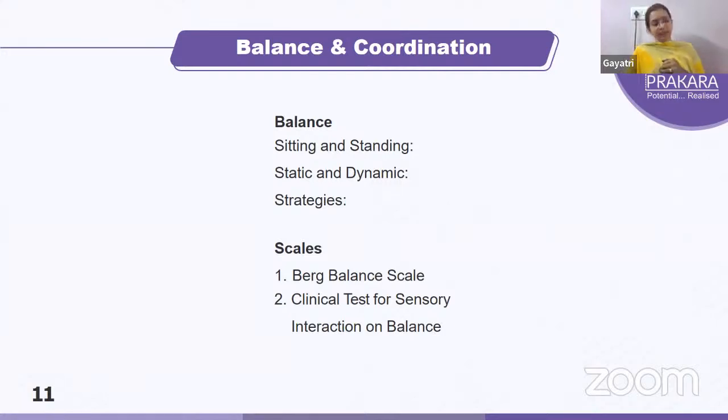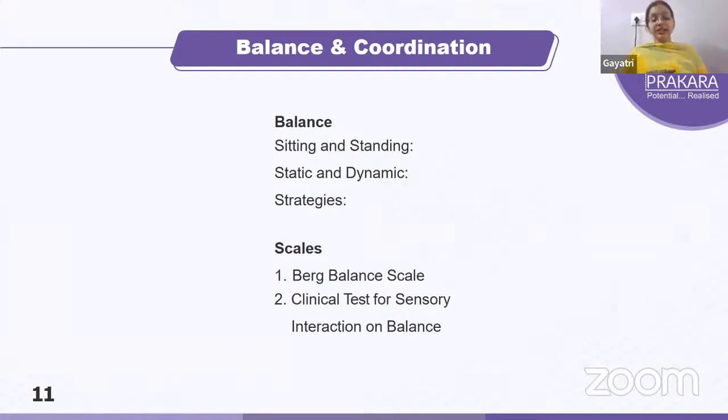CTSIB is very, very good, which I used in my study. But if CTSIB is tough for you to perform, just go for BBS, Berg Balance Scale: sitting unsupported, standing unsupported, sit to stand, standing and turning the head, standing and turning a full 360 degrees. Correct? Standing on one leg, standing on toes, standing on heels, standing in tandem stance. All these are covered under the Berg Balance Scale.